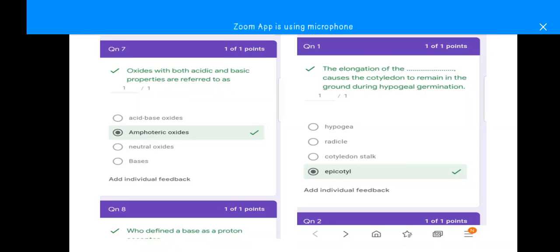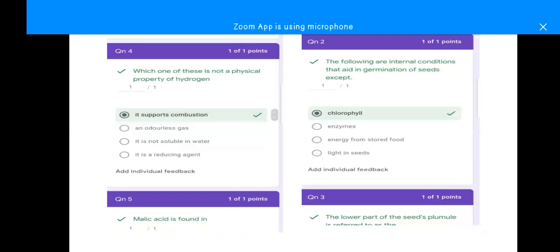Then your first question was: the elongation of the dash causes the cotyledon to remain in the ground during hypogeal germination. If you could remember, we defined hypogeal germination as the type of germination where the cotyledon is seen below the ground. And I further explained that it happens as a result of the elongation of the epicotyl. Then when you deal with epigeal germination, it deals with the elongation of the hypocotyl. Okay, so the last two.